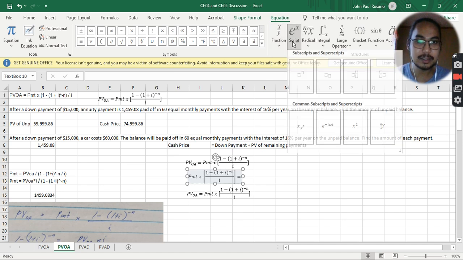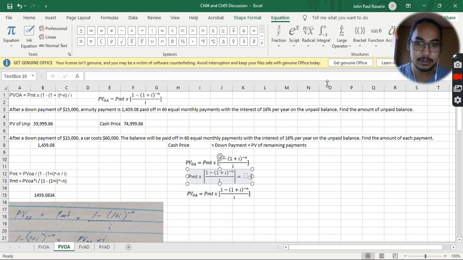So this is the PVOA, present value of ordinary annuity. Okay? And then since payment is unknown, we can simply solve for it, so this will be payment. This payment is equal to PVOA.